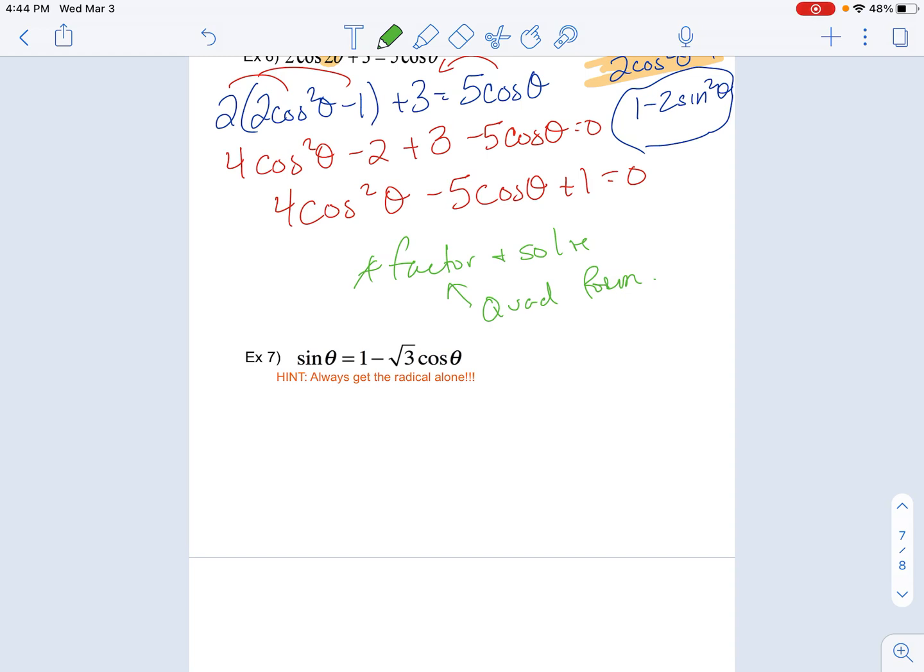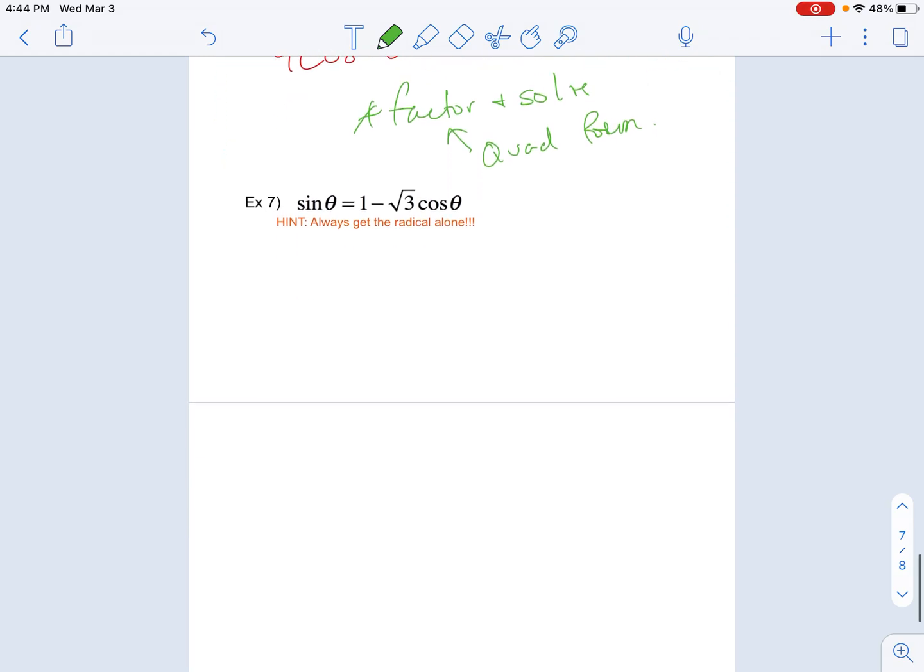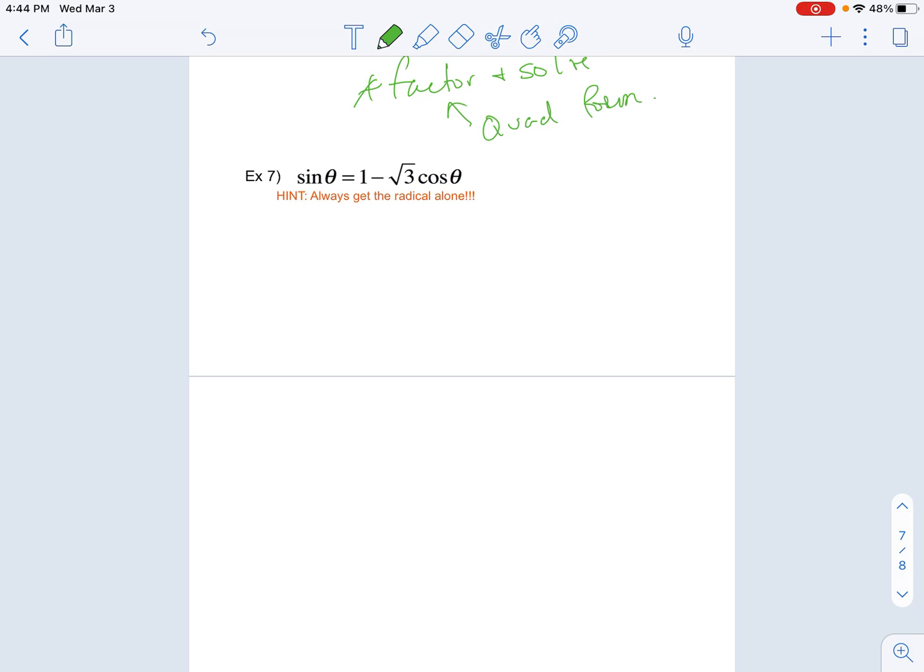All right, the last one I do want to go ahead and actually finish most of, I think, is this last one. So I've got sine equals 1 minus root 3 cosine theta. One of the things that we always want to do is get the square root all by itself. Well, in this case, the square root is attached to a cosine, so we're going to get that term all by itself. So I want to move that 1 to the other side. So I get sine minus 1 equals negative root 3 cosine theta. Anytime we have sines and cosines, we're going to have to square both sides.